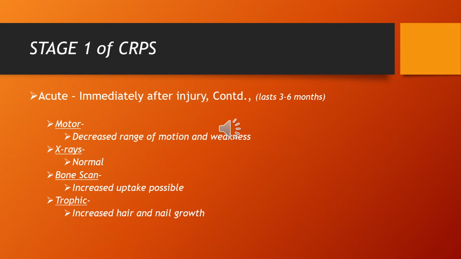Okay, you also have motor disturbances in the acute phase, and you have decreased ranges of motion and weakness of the involved limb. X-rays at this point, since it is an acute phase, will be normal. And we're going to take a look at some X-rays and some bone scans here shortly.